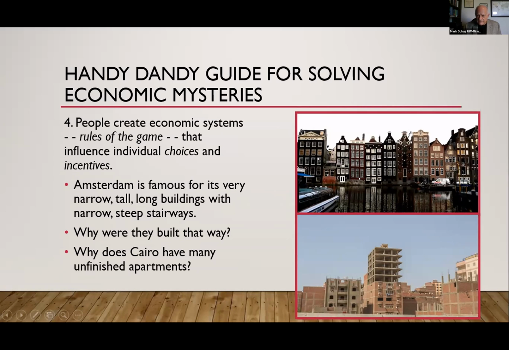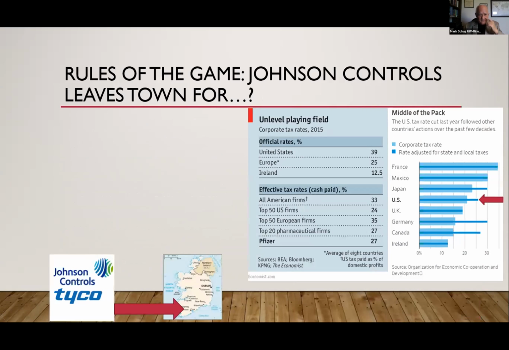Let's do Amsterdam first. Why do they do it this way? Well, it turns out there's a rule of the game. Years ago, they had a heavy property tax on the frontage, right? So if you heavily tax the width of your house, what do you predict? Tall and narrow. Down here, why do these apartments not get finished? When do you ultimately pay property tax in Cairo? When you get the roof on and you're done. I predict perpetually not done, right? So how you set up the rules of the game is very important.